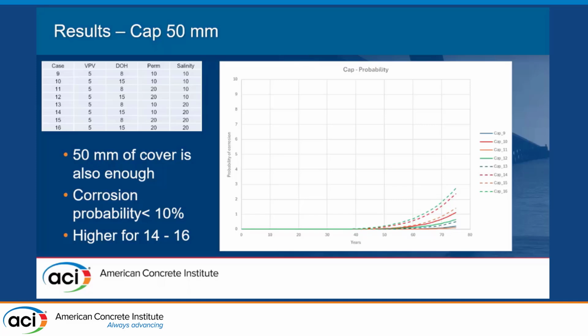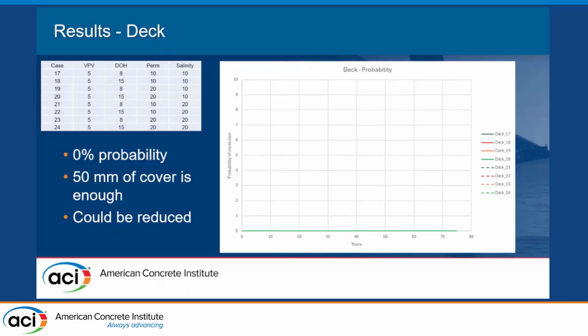But I just decided to limit it to 50. I haven't tried 30 or 40, but we could afford a little bit higher probability of corrosion here. So that's interesting. So we have a higher impact in that specific condition of the diffusion and salinity. The last one here is for the deck.